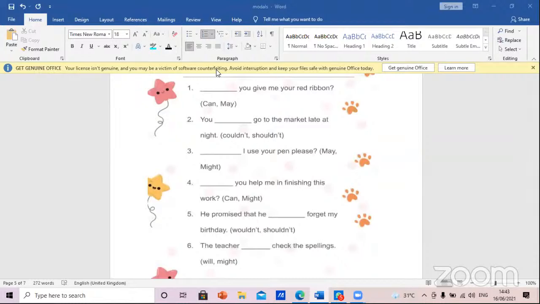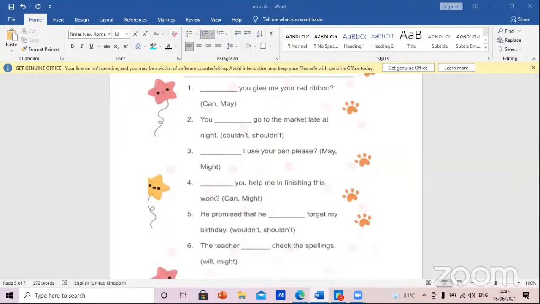Okay, shall we discuss? This is not a difficult task. This is an easy one, right? The thing is, I want to hear your voices, the answers, but I can't because of some students, right? So I have to tell it myself. Very sorry, right? Okay. You give me your red ribbon, right? Somebody is asking something from you.